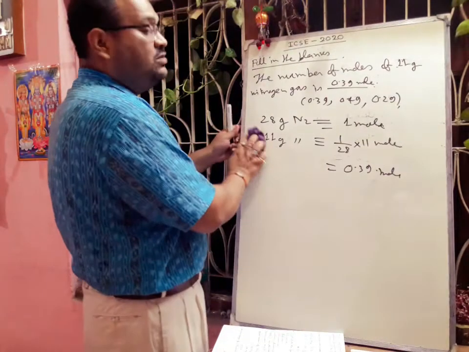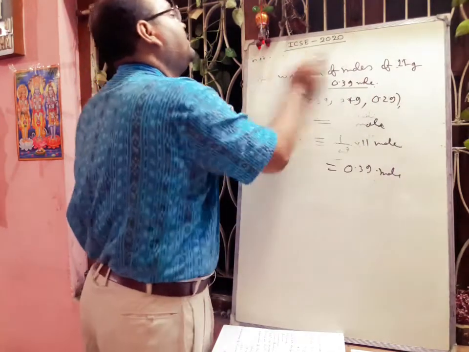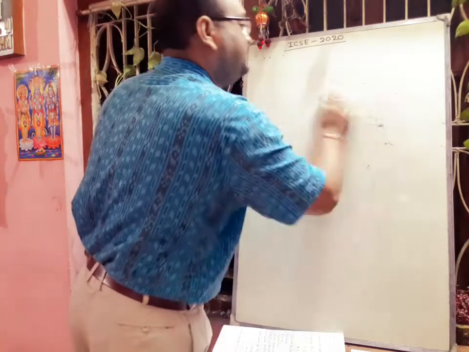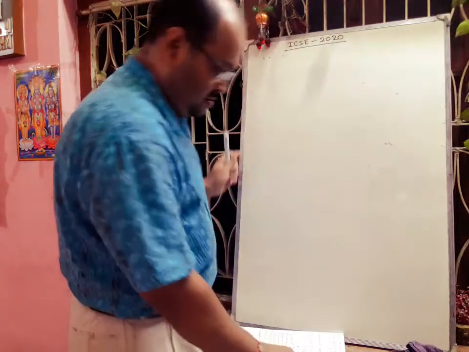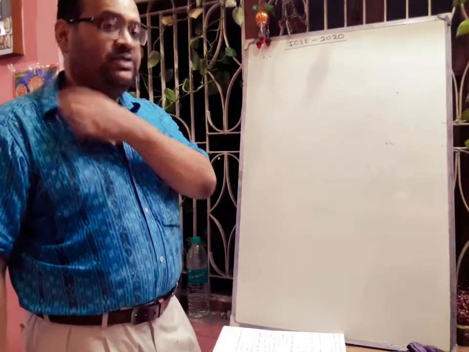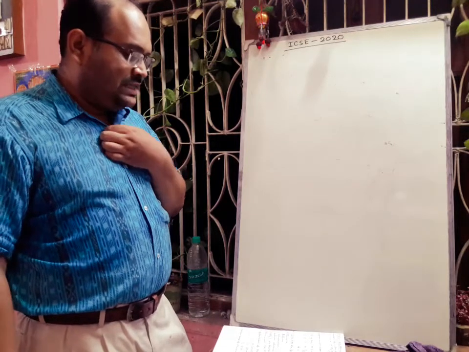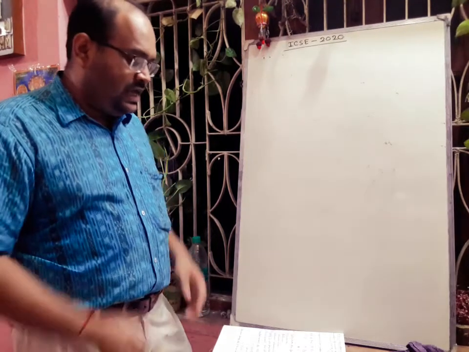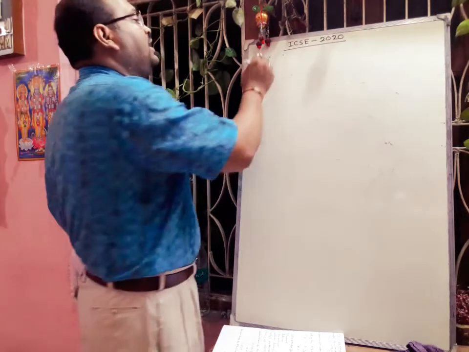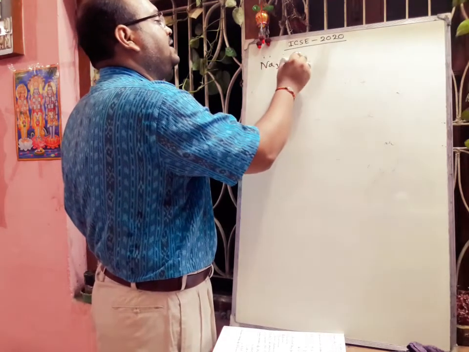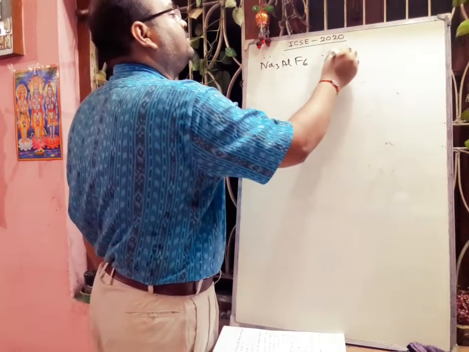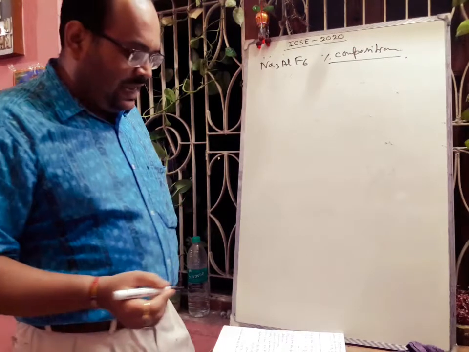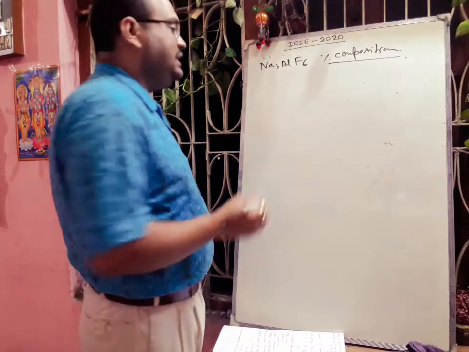Next another question came, this is a 1 mark question. Another question came from percentage calculation, or percentage composition. The question is: calculate the percentage of each atom, fluorine, sodium and aluminium, in sodium aluminium fluoride. So we have to calculate the Na3AlF6 percentage composition. First we have to calculate the molar mass of Na3AlF6.